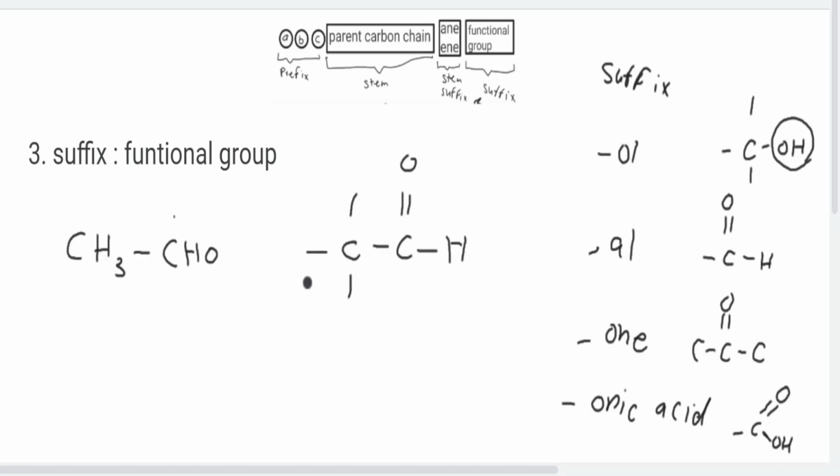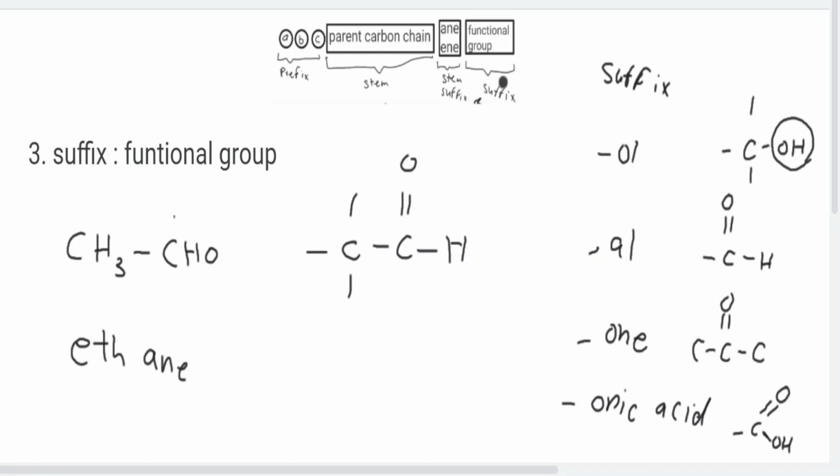Let's name this organic compound. In the displayed formula, you can see there are 2 carbon atoms. So the stem or the parent carbon chain is going to be eth. All the carbon to carbon bonds are single. There is no carbon to carbon double bond. So the stem suffix would be ane.